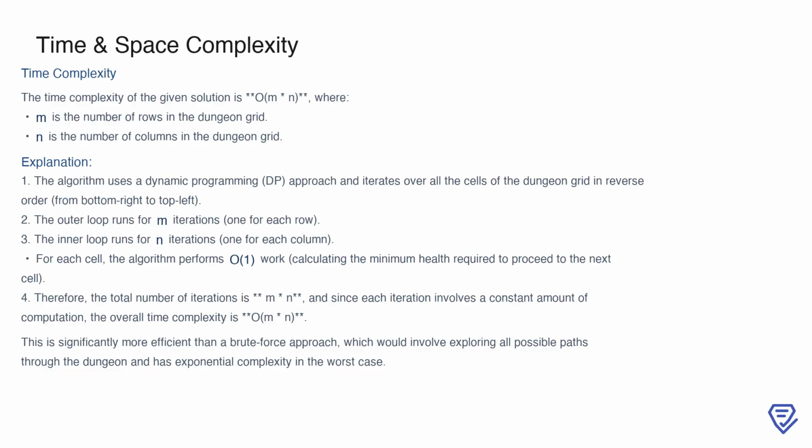To break it down, the outer loop runs m times, once for each row, and the inner loop runs n times, once for each column. Within each iteration, the algorithm performs a constant amount of work, specifically calculating the minimum health required to move to the next cell. This means the total number of iterations is the product of m and n, and since each iteration involves constant time computation, the overall time complexity is O(m*n). This efficiency is a major improvement compared to a brute force approach, which would explore all possible paths in the dungeon and result in exponential complexity in the worst case.